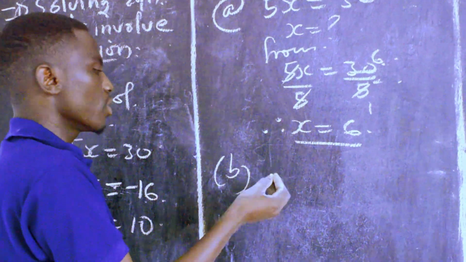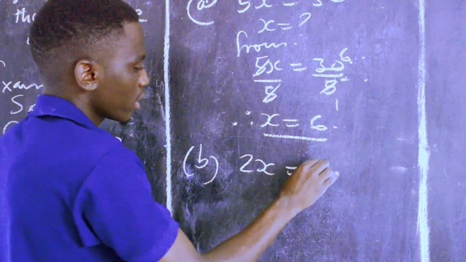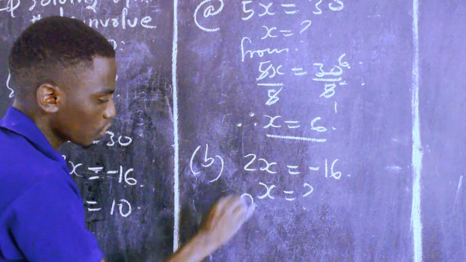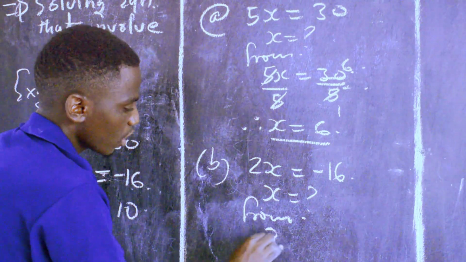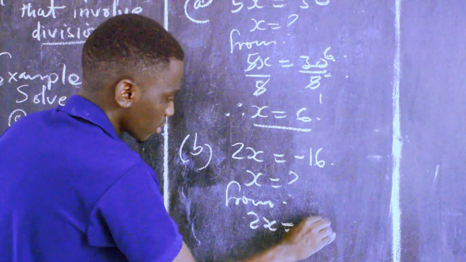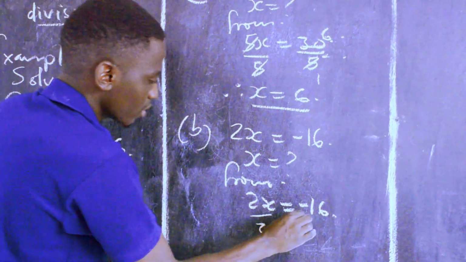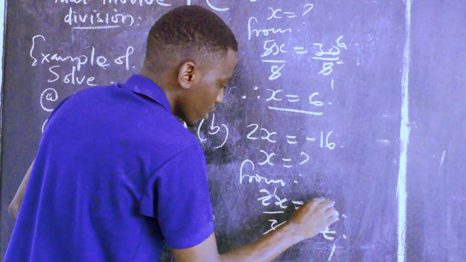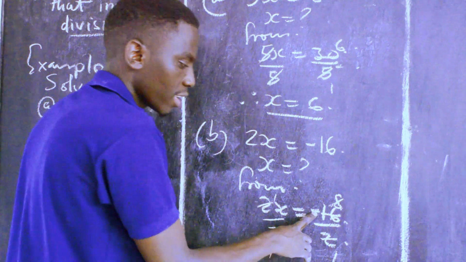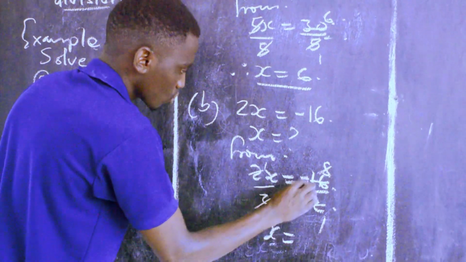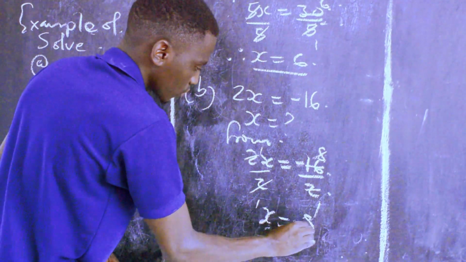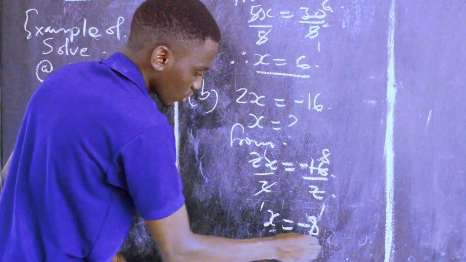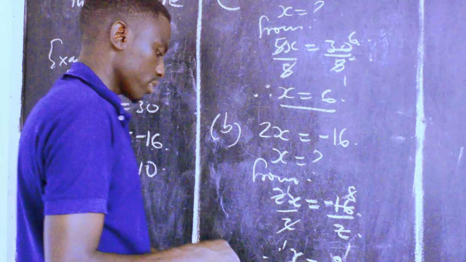But B, you are given 2x is equal to negative 16. We are finding the value of x here. So from the equation above, you have 2x is equal to negative 16. Here you divide by 2 on both sides, 16 divided by 2, you get 8. There is a negative here, so x will be equal to negative 8. This is the required value of x.